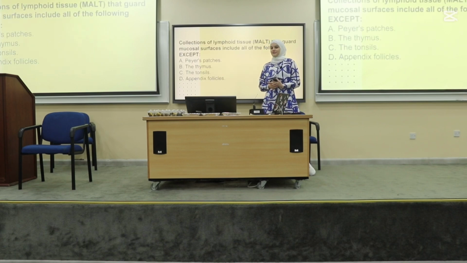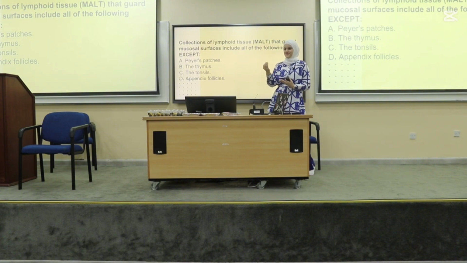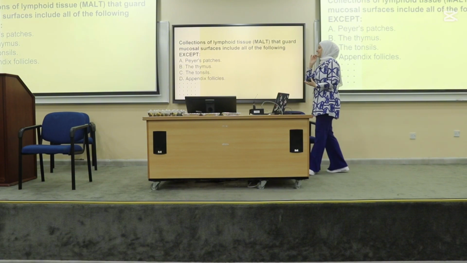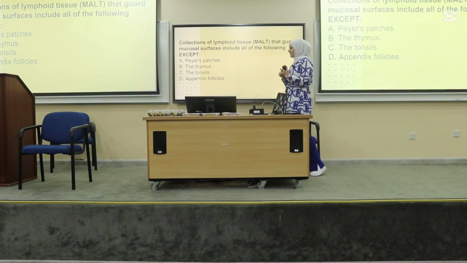Now we enter MALT, mucosa associated lymphoid tissue. Okay, B. Yes, it's B. You have Peyer's patches. Where are they found? Small intestine. Which part? Important to know.